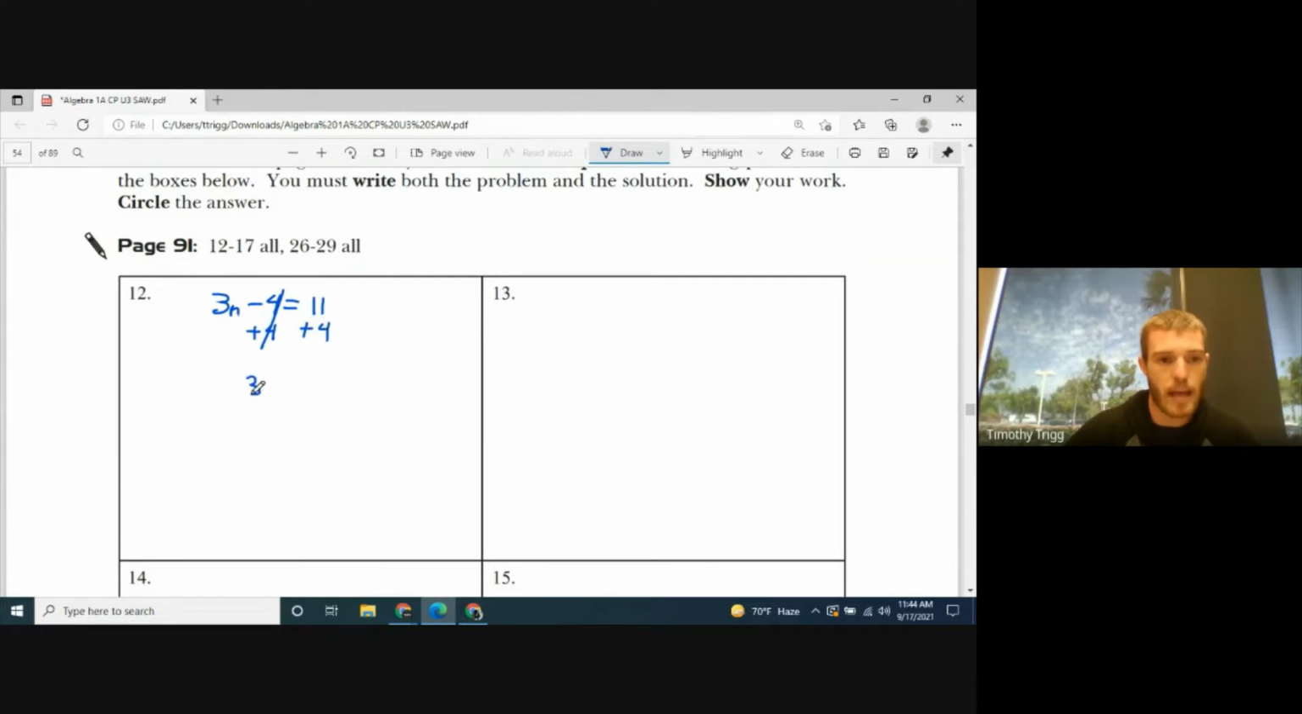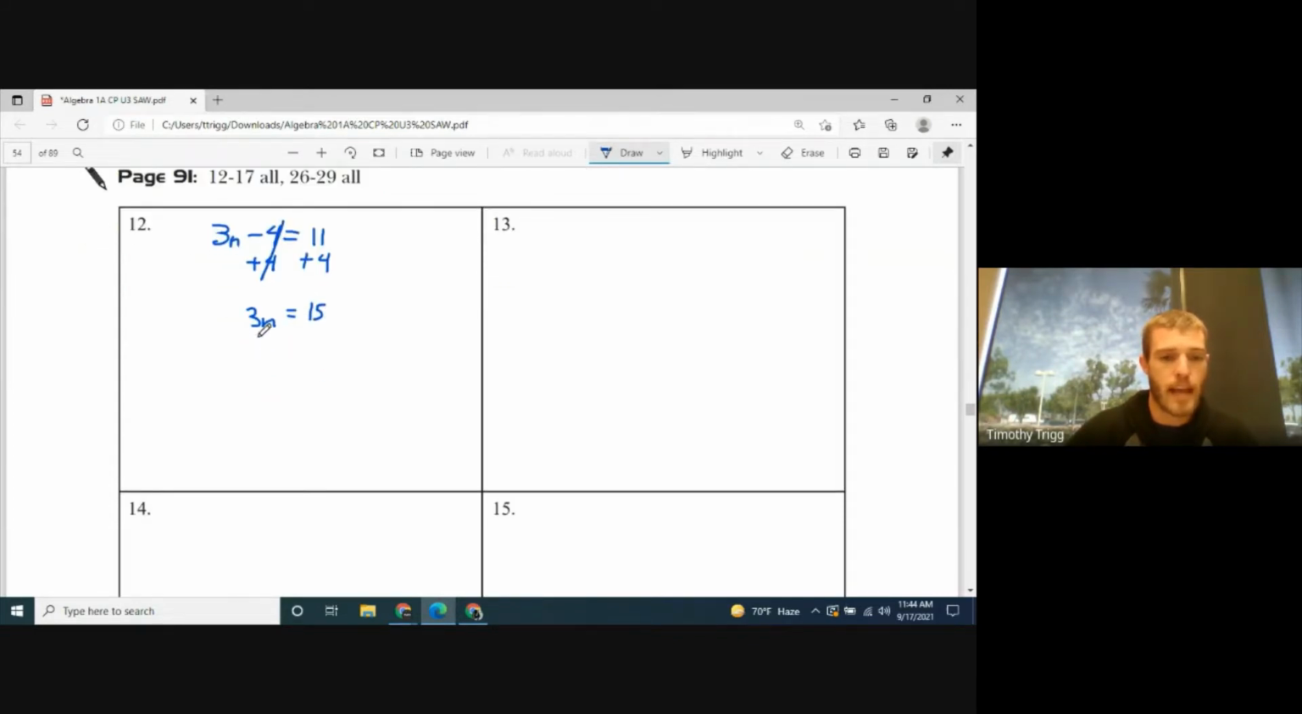This will give us 3n on the left equals, and then 11 plus 4 is 15. To get n by itself, we would divide by 3 because this means 3 times n. So the opposite would be to divide by 3 to cancel it. Divide this by 3 as well. Remember, whatever you do on one side of the equal sign, you always do to the other side of the equal sign. 15 divided by 3 is 5, and that's the end. You know you're done when it says the variable equals and then just a number.